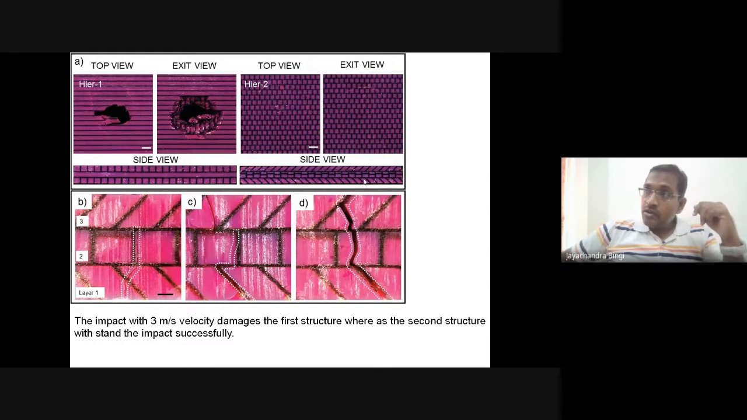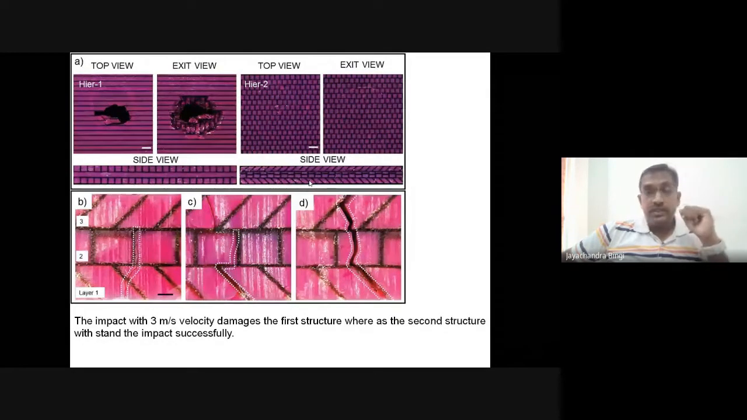Okay. So they are all working simultaneously. So the bullet is not stopped only by the upper layer. All these layers will contribute to the strength of the material or strength of the structure. So that is what is demonstrated here.